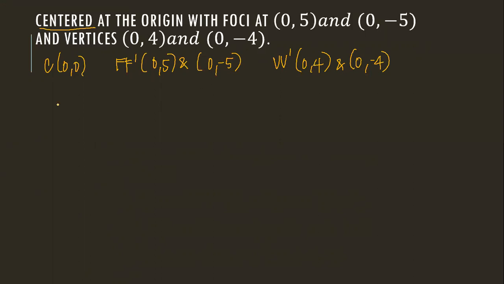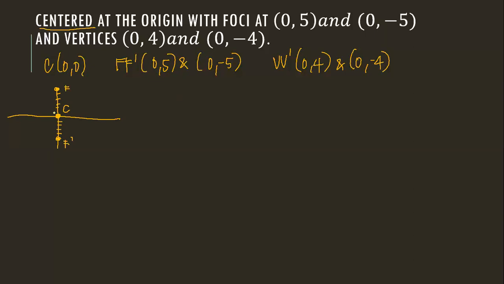First, let us graph it to see where our transverse axis is parallel, and so we know which equation to use. The center is at (0, 0), so this is our center. The focus is at (0, 5), so 1, 2, 3, 4, 5, this is our F. And (0, -5), 1, 2, 3, 4, 5, this is our F prime.